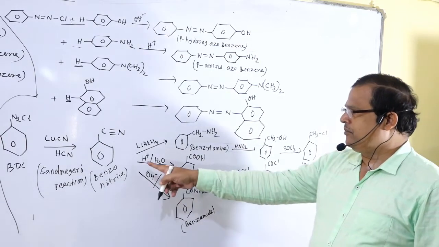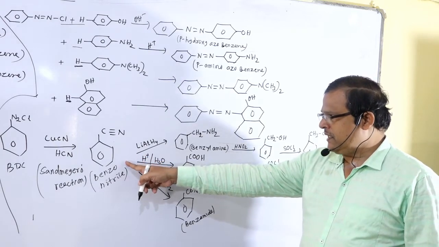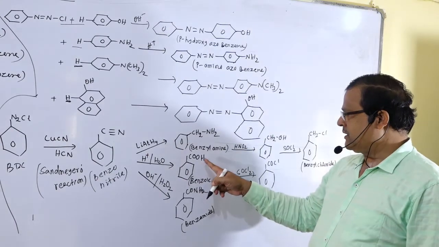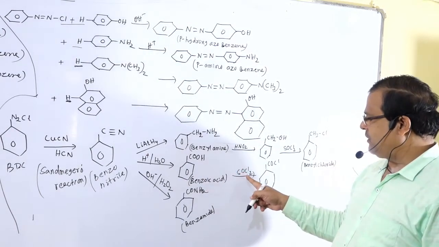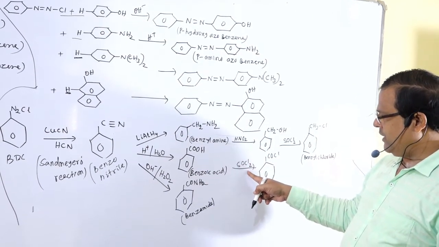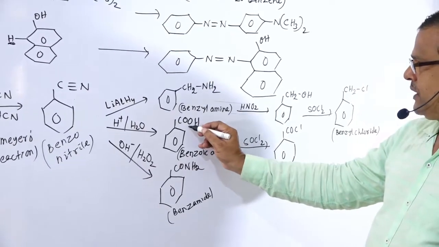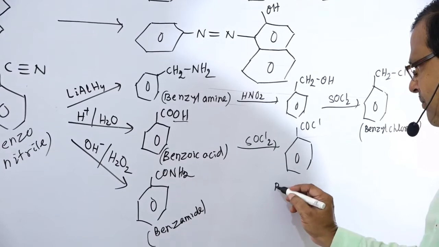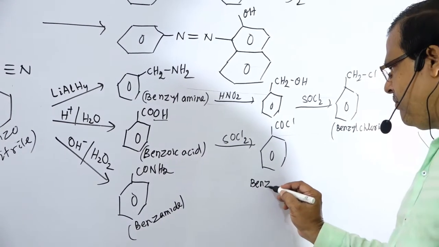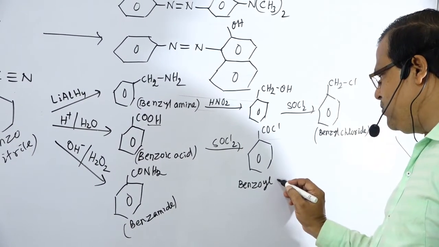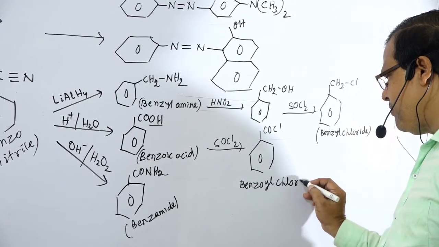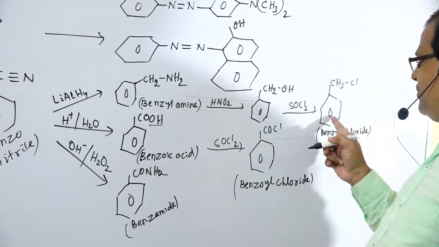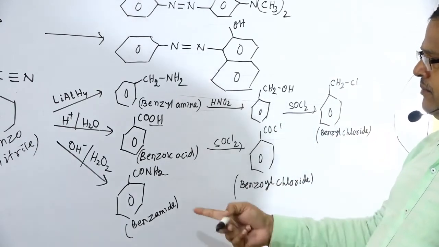So when benzonitrile is hydrolyzed in presence of acid, there is the formation of benzoic acid. That benzoic acid treated with SOCl2, thionyl chloride, the OH group gets replaced by Cl, that is known as benzoyl chloride. This is benzyl chloride, this is benzoyl chloride, and this is benzamide.